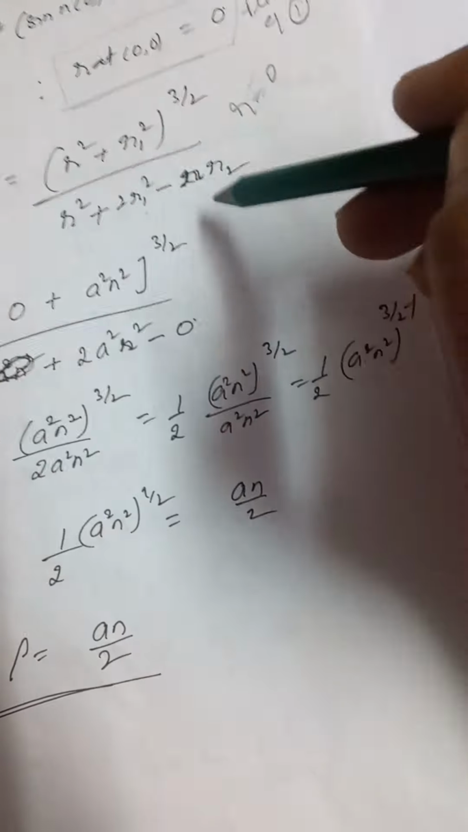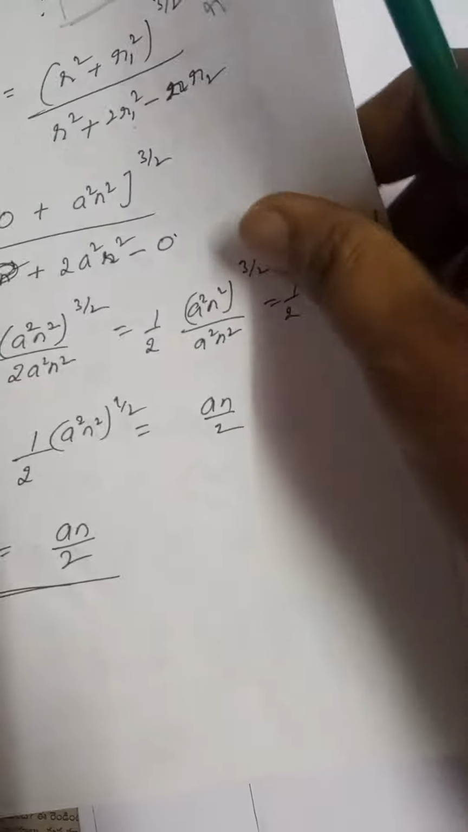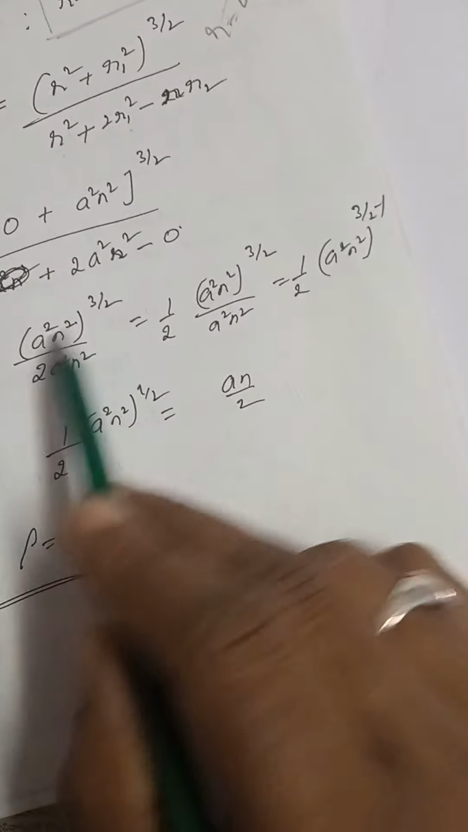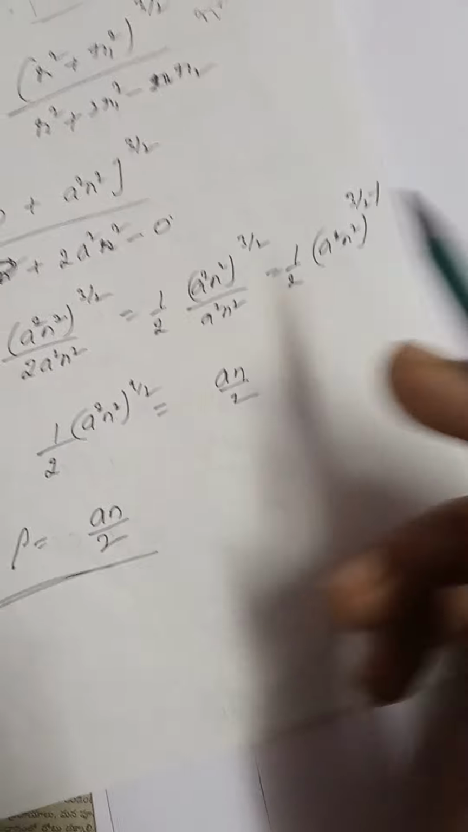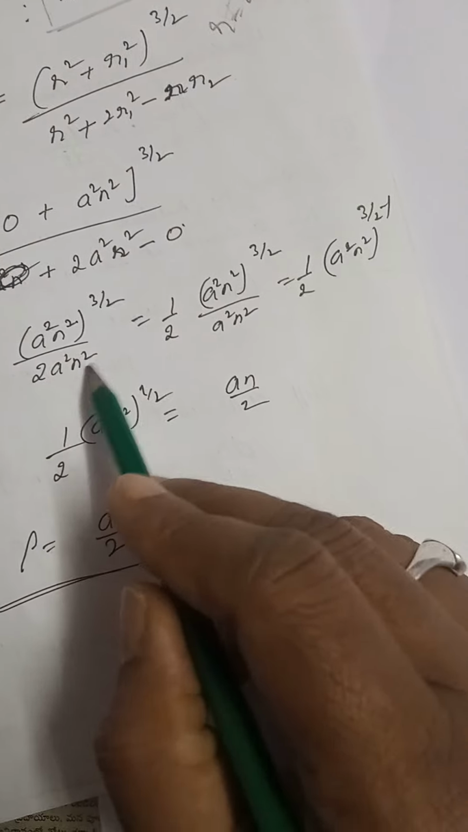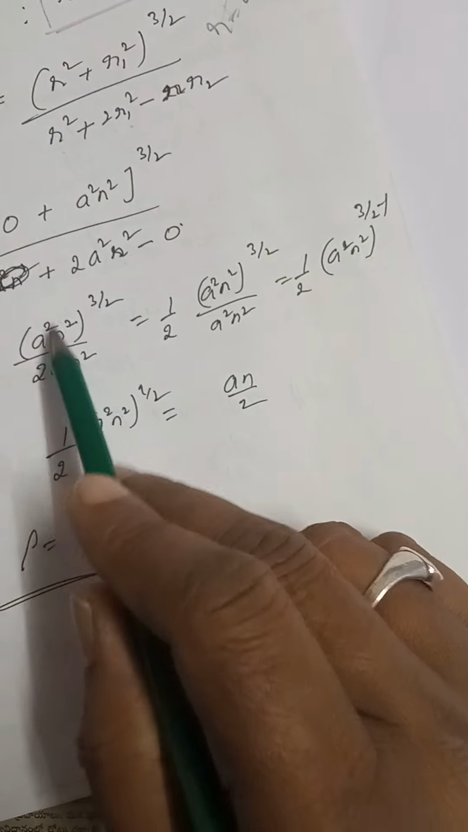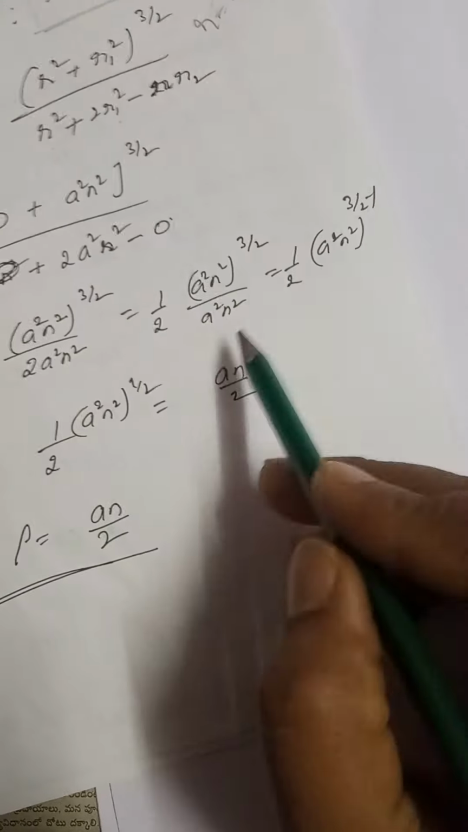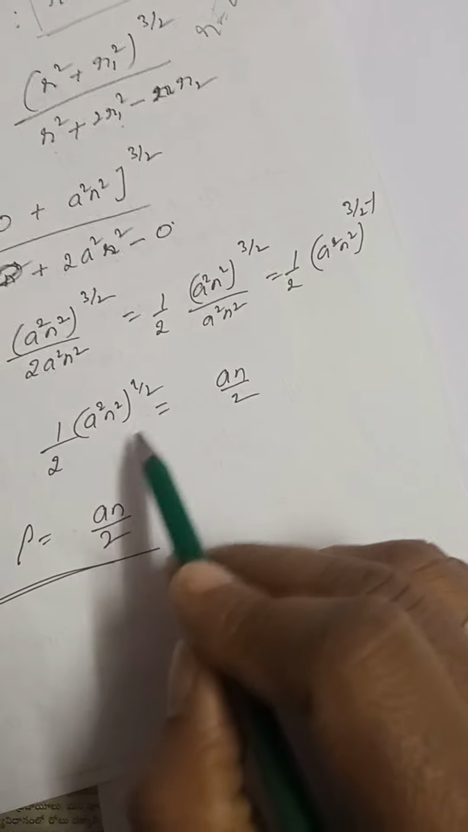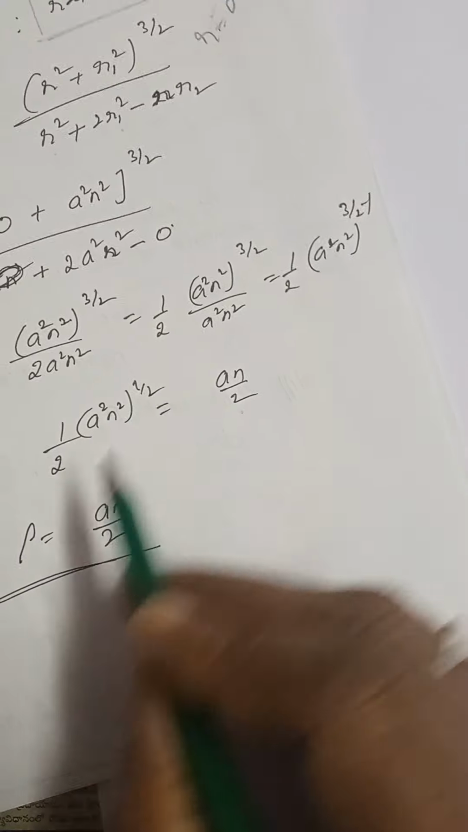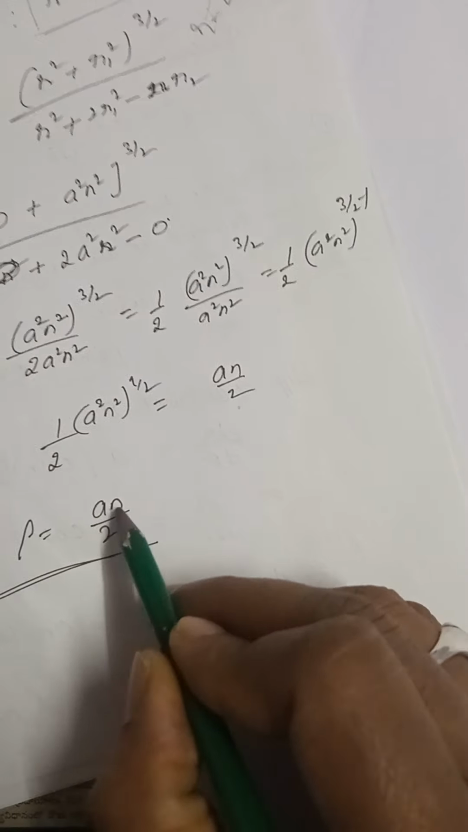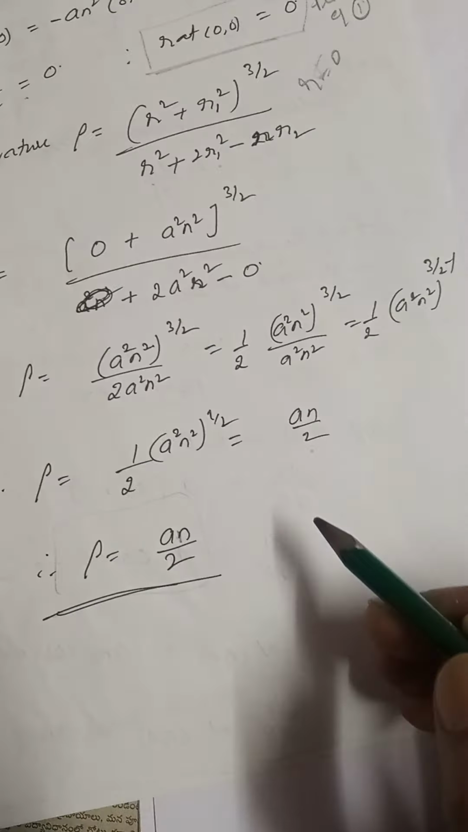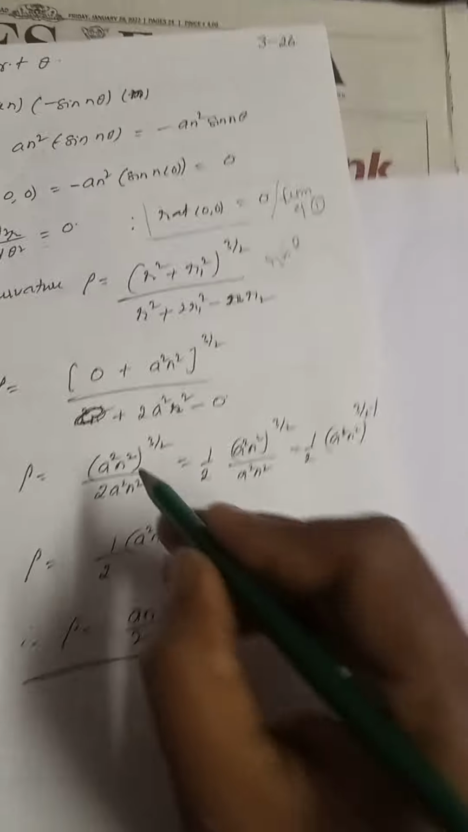R2 value is also 0, r value is also 0, therefore 0. Now simplify this one, (a square n square) whole to the power of 3 by 2. That means the power gets cancelled, you will get a cube n cube only, or say bring it to the numerator. This is the x power n by x power m minus n formula, right? Now after simplification I am getting a n by 2. Therefore rho is equal to a n by 2. This is the radius of curvature when polar coordinates are given to you.